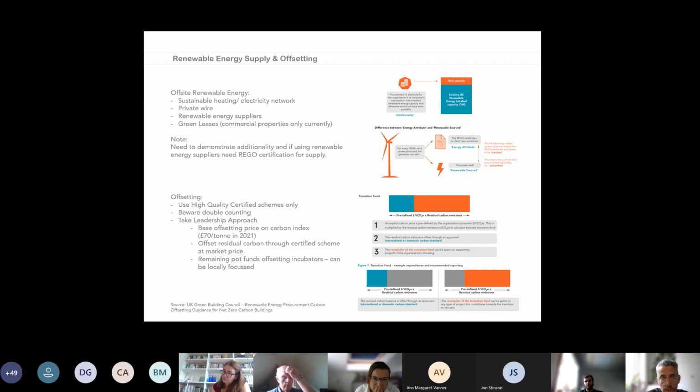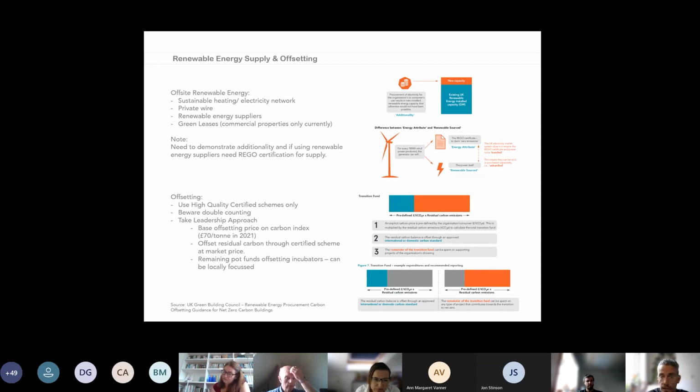Green leases are an option for commercial properties, but you need to bear in mind that you need to demonstrate an additionality if you're using renewable energy suppliers, and also need REGO certification for the supply. Offsetting is, I suppose, the stopgap. It should never be used as a first measure. It's only to close that gap.